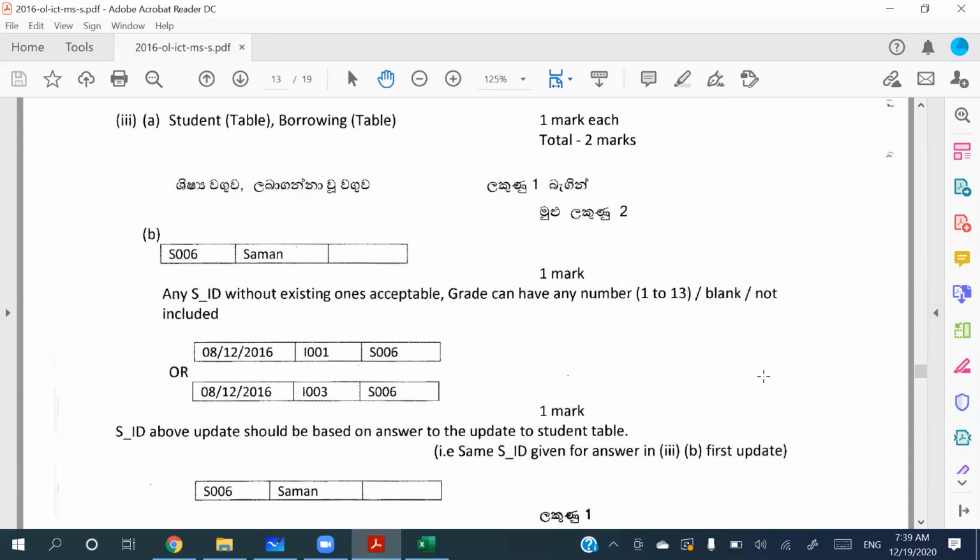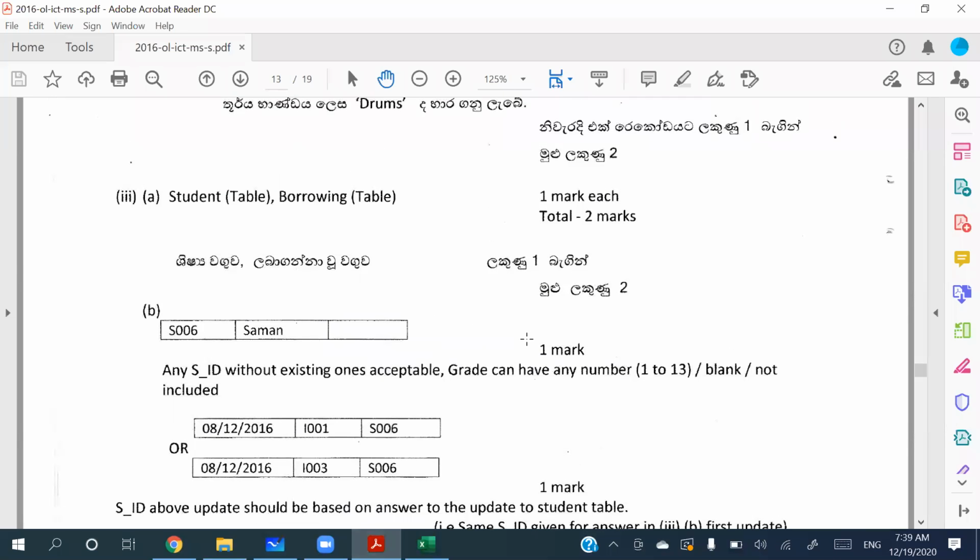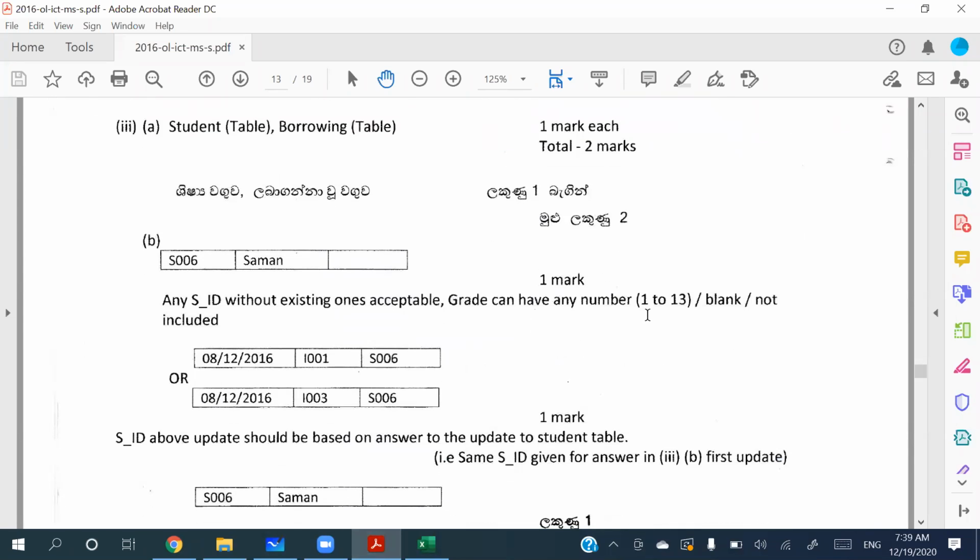Yes, in the summon, in the student table, any SID without existing ones is acceptable. Grade can have any number 1 to 13, blank not included. So if you put it blank, it doesn't matter. If you include anything, it should be between 1 to 13, because in a school there is no grade less than 1 or larger than 13, right? So be careful. You can even keep it as a blank cell, like they show here.